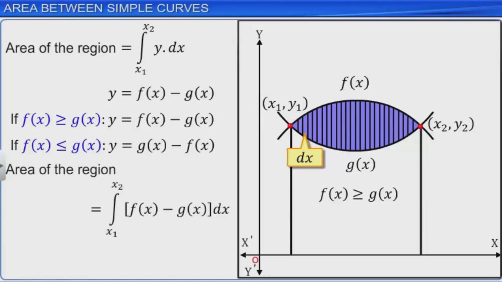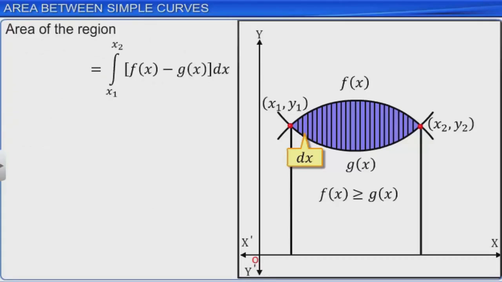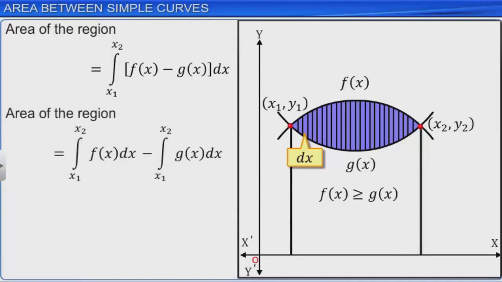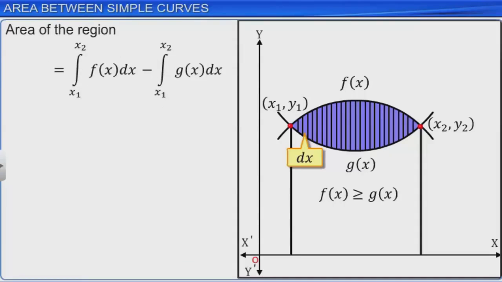Let's now see the interpretation of this integral. The integral can be written as shown. Graphically, it means that we first calculate the area under the curve f of x and then the area under the curve g of x. After that, we subtract the area under g of x from the area under f of x.